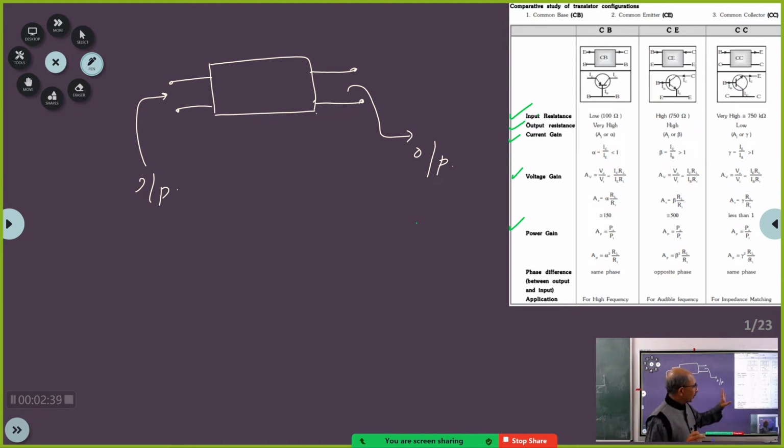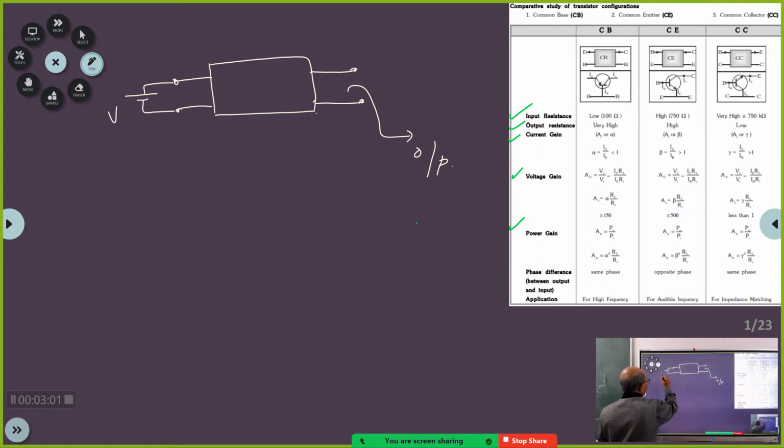When you use these configurations, they come with certain specifications. For example, there is something called input resistance. What do you mean by input resistance? Here to this input, supposing I give a voltage E. All of you listen very carefully.